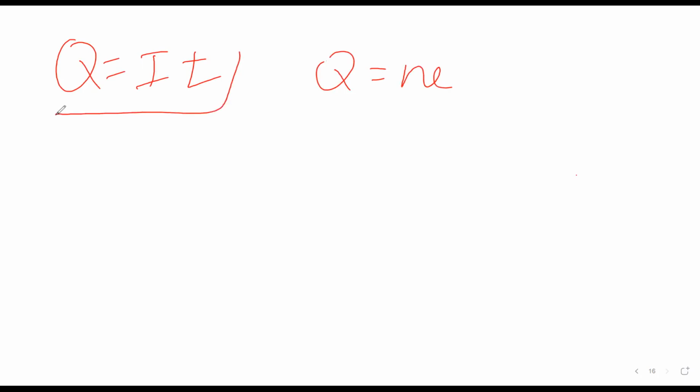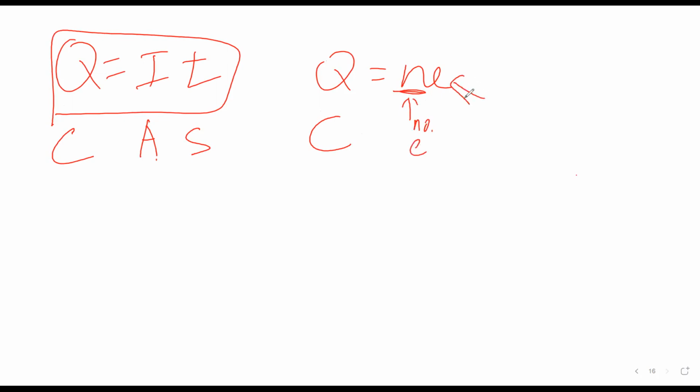Q goes to I t and Q goes to N e. Yeah, this one here is the basic charge formula, right? This is in coulombs, this is in amperes, this is in seconds. This one here is the same thing also. This is in coulombs, but this N stands for the number of electrons. And this e is the charge of one single electron, which is 1.6 times 10 to the power of -19 coulombs.